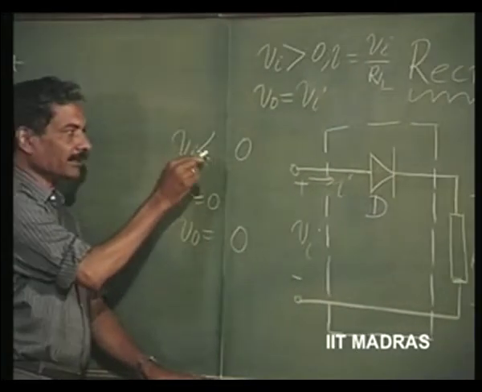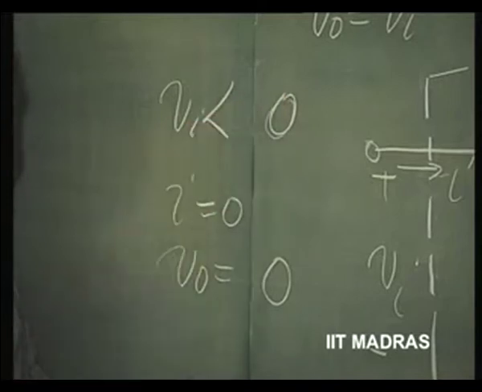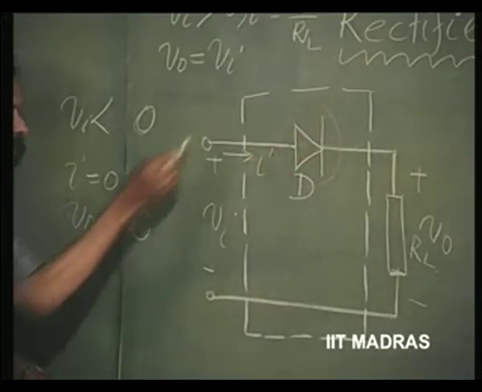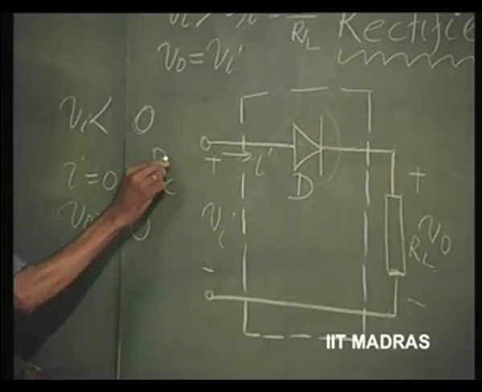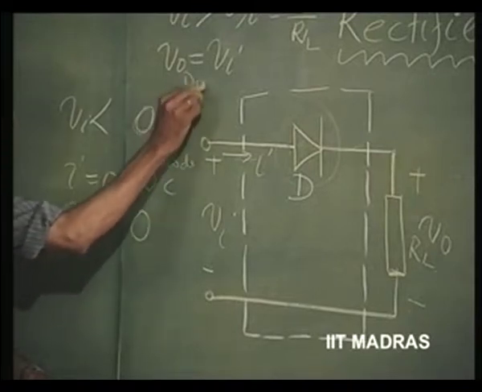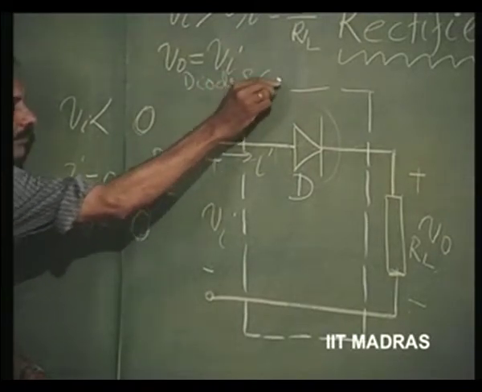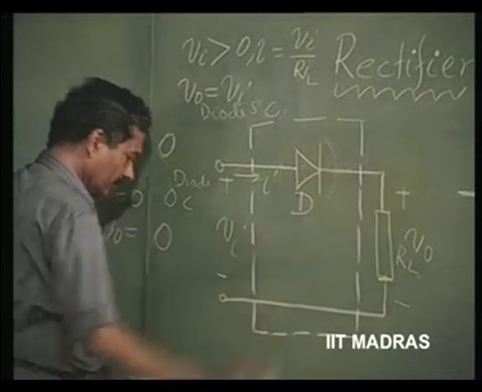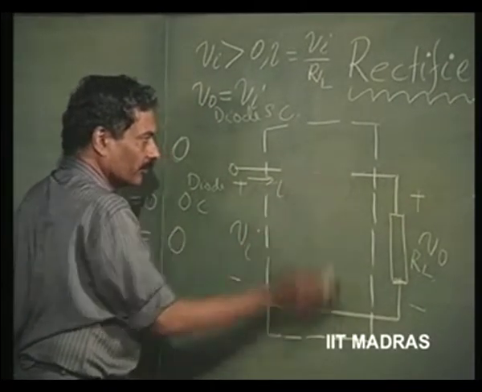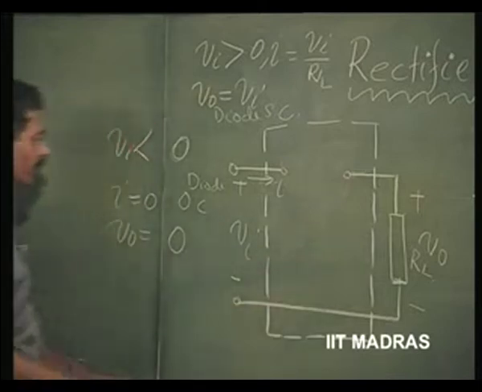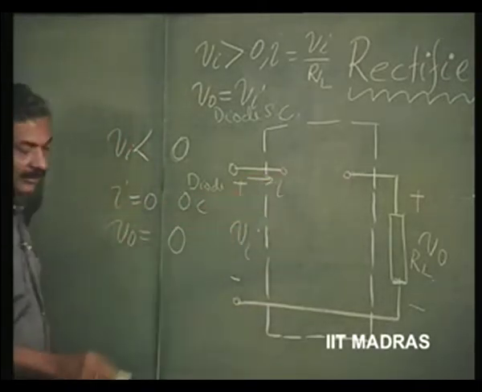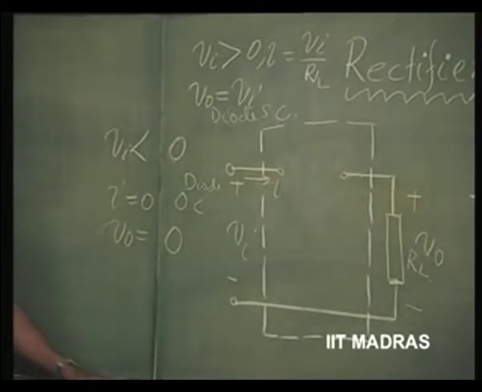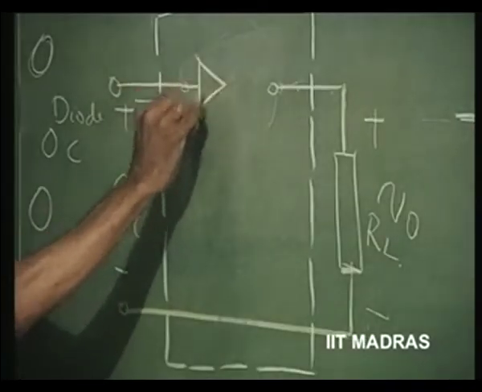Then when V I is less than 0, V I negative, I is going to be 0 because the diode is going to be an open circuit. Diode is an open circuit. Here the diode was a short circuit. So, diode is an open circuit. So, this is an open. So, this is going to disconnect the input from the output, and therefore, I is going to be 0, no current, and V naught is going to be 0 because it is disconnected from the input. So, this is the function of this diode.